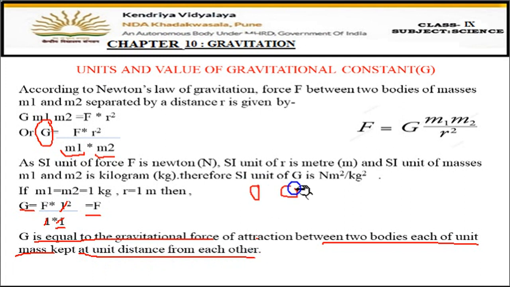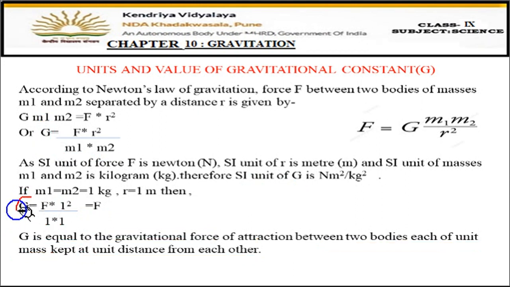That means if there are two bodies, this is 1 kg, this is also 1 kg, and they are separated by a distance of 1 meter. In this case, G is nothing but the gravitational force acting between the two bodies of 1 kg mass each, separated by a distance of 1 meter. So the force between these two bodies will be equal to the gravitational constant. This is the definition for G. In this way we can define capital G, and the unit is Newton meter squared upon kg squared, right?